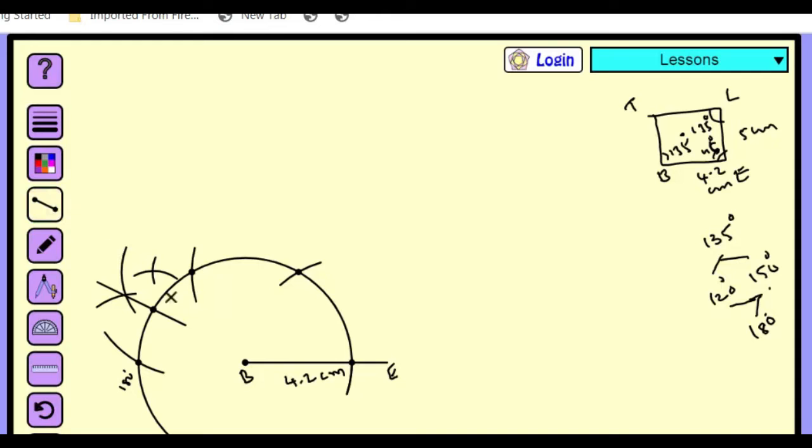Now take the ruler and draw a ray B to X, and label it with X and write on it angle B 135 degrees. Now we are going to construct angle E 45 degrees.